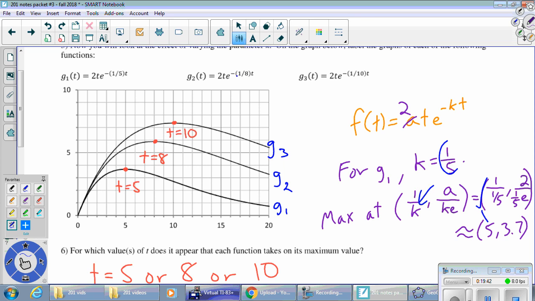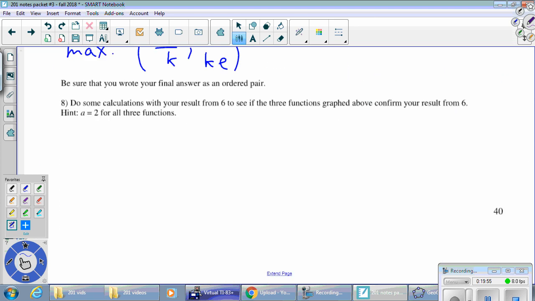And for this one, if I flip over the 1/8, then I get 8, which makes a lot of sense for the t-coordinate of the max here. And I flip this one over to get the t-coordinate of the max there. So our work confirms what we see in the graph. Okay, so I think we're done with that one.